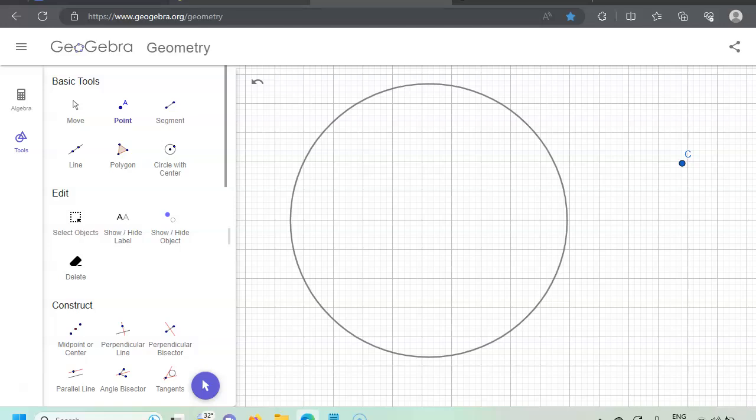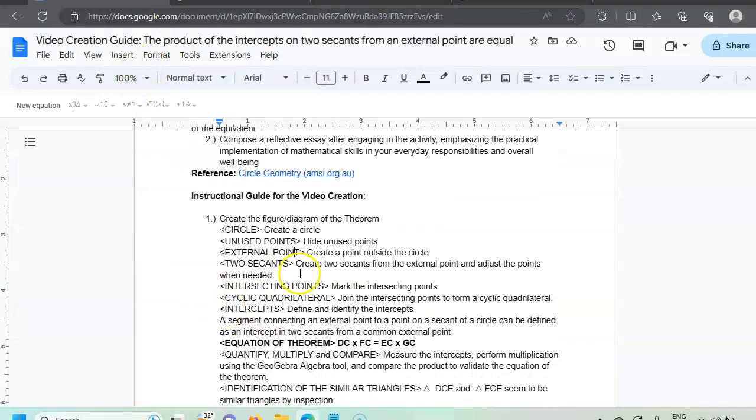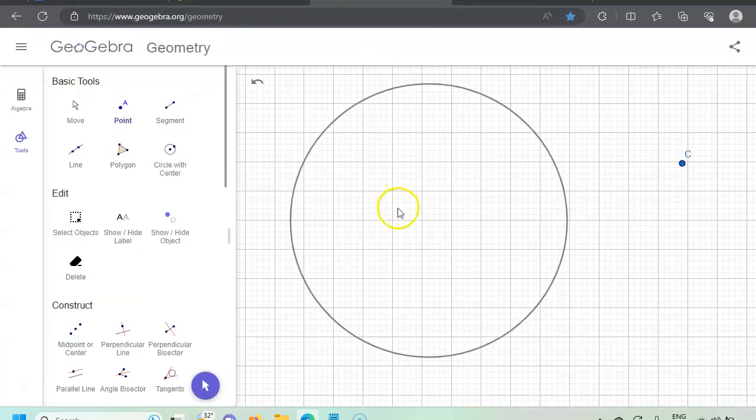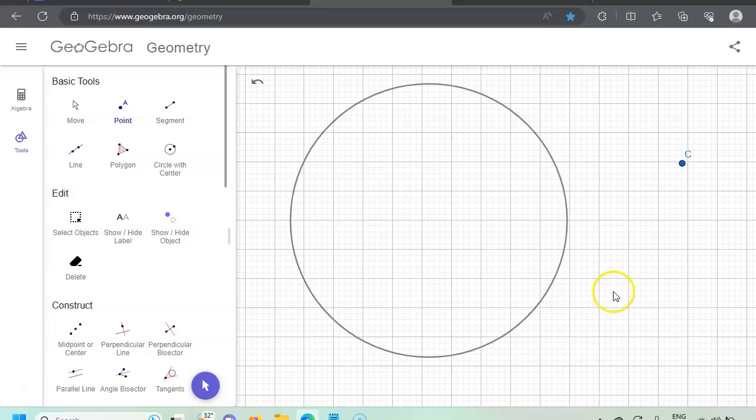Alright, and then next, 2 secants. Okay, so pardon me with my pronunciation. So again, we're going to create 2 secants. Okay, so disclaimer, I'm not a native English speaker, so consider my pronunciation and the delivery in the language here as Cebulish. Okay, Cebuano English, Cebuano accent.